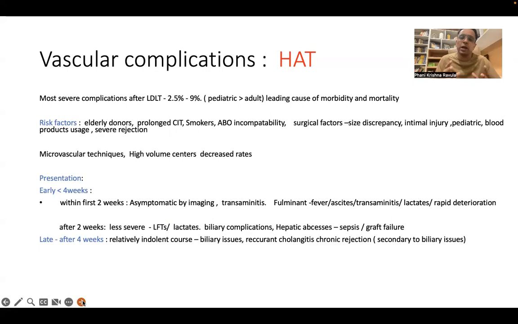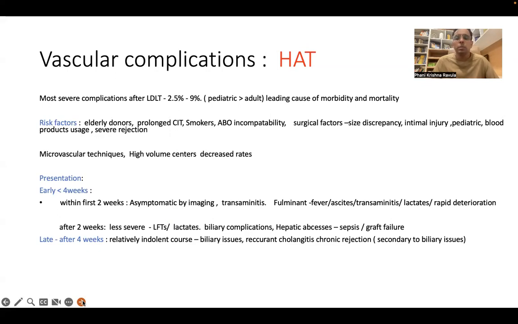In this case, there's a lot of graft edema causing resistance to the arterial flow, and that can also predispose to hepatic artery thrombosis. On the contrary, for microvascular techniques, there's no level 1 evidence, but there's data from non-comparative studies to show that doing the anastomosis by microvascular techniques using an operative microscope can reduce hepatic artery thrombosis rates. Likewise, in high volume centers, obviously, as the center volumes keep going up, the hepatic artery thrombosis rates have come down.